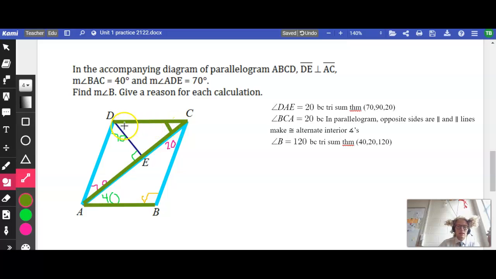That would mean that this is 90 and 40 is 130. So that would mean that this is 50. 70 plus 50 is 120. And those are opposite angles. So let me type all that out in case you did it that way.